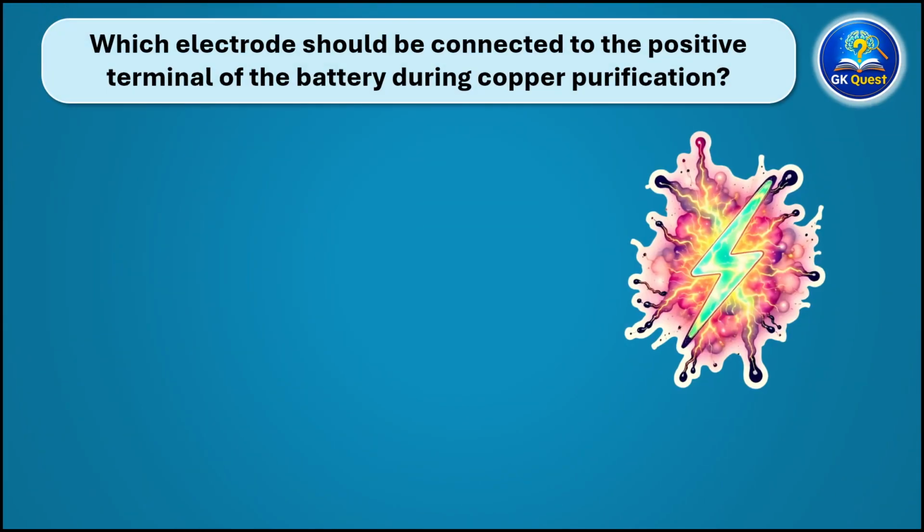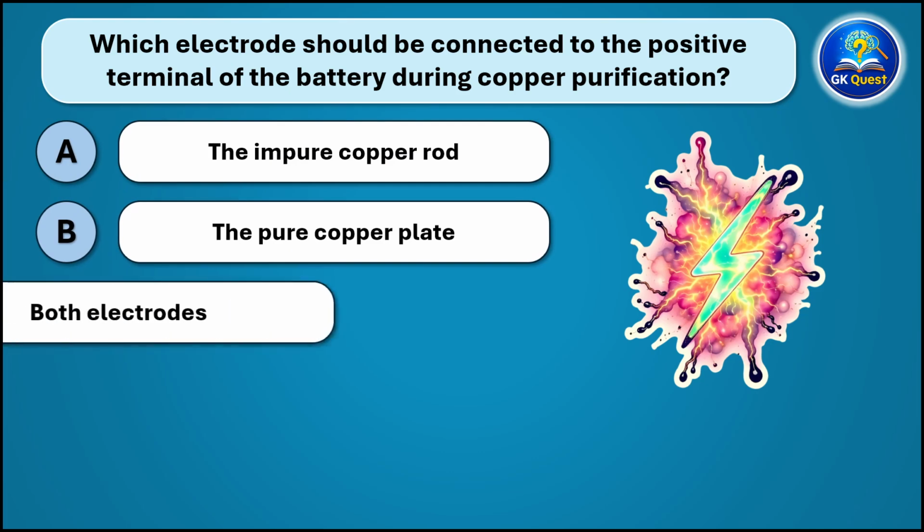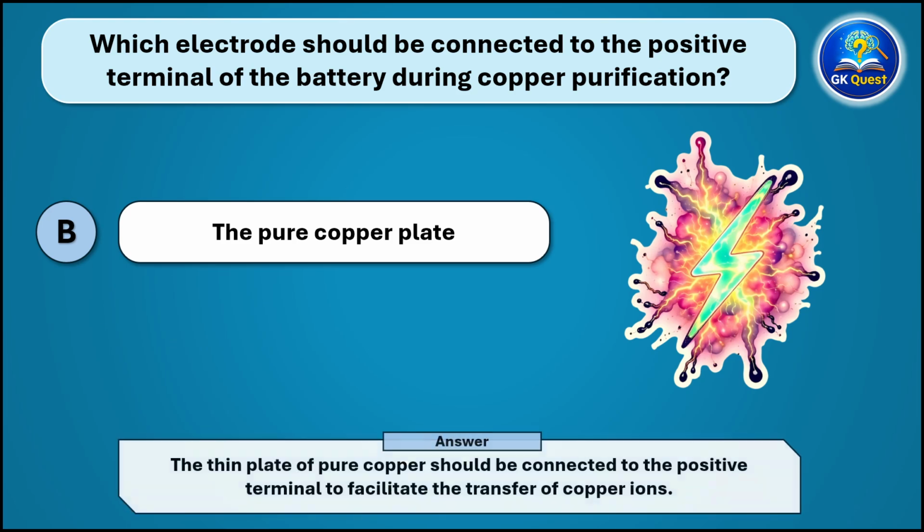Which electrode should be connected to the positive terminal of the battery during copper purification? And the correct answer is the thin plate of pure copper should be connected to the positive terminal to facilitate the transfer of copper ions.